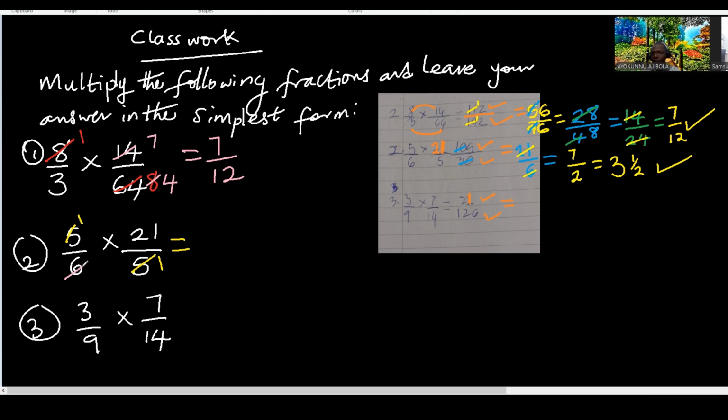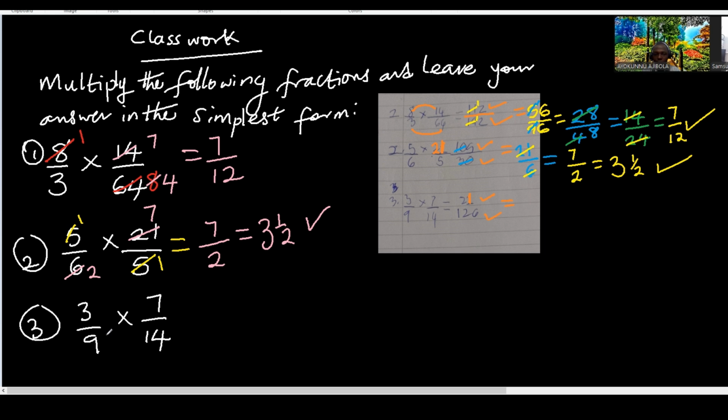Okay, sir. 3 here, 2, 3 here, 7. So what is remaining at the top? 7. Just 1 and 7, which is 7. What's remaining at the bottom? 2, right? Yeah. 3 and a half. Can you see we arrived at the same answer? Okay.